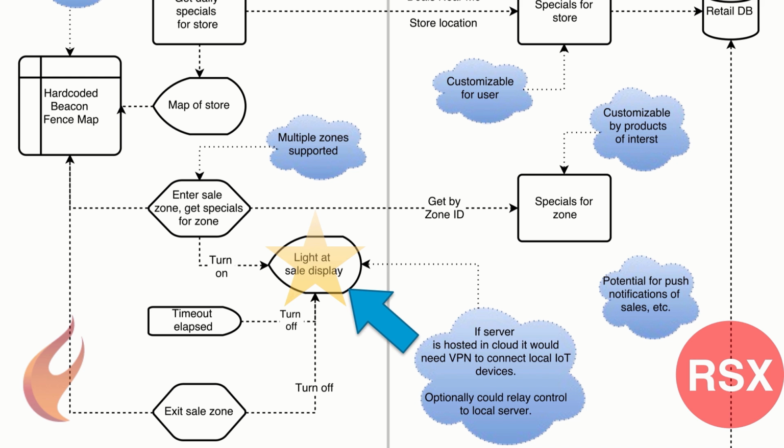So the light's going to kick on, and then after either an elapsed timeout or when the customer leaves the sales zone, the light will turn off because we want to have it ready to turn on again when the next customer arrives.